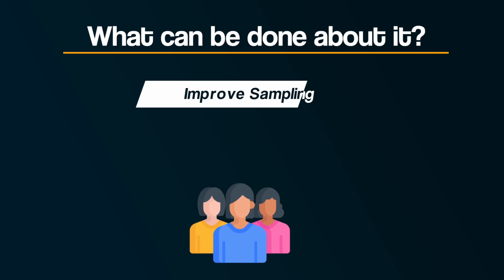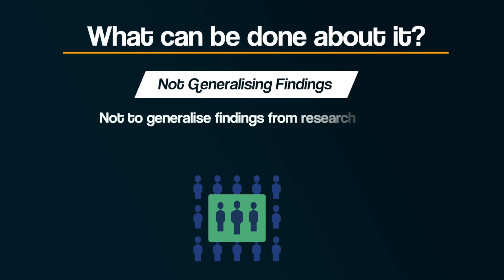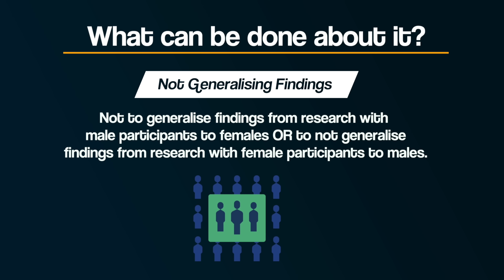In order to reduce beta bias, one simple way is to not simply have all male samples in studies like Milgram, Asch and Zimbardo, and instead ensure women are included. Another way is not to generalise findings from research with male participants to females, or to not generalise findings from research with female participants to males.